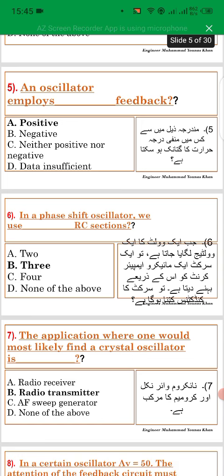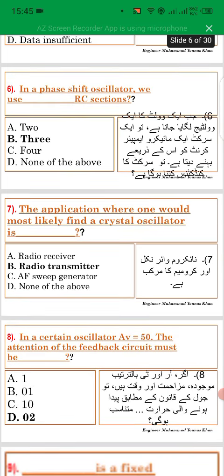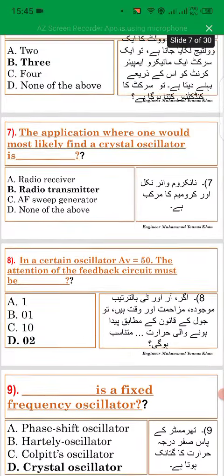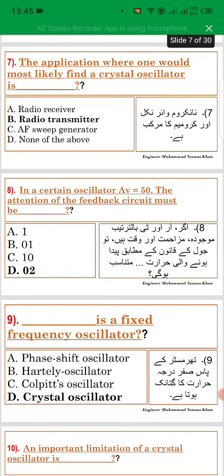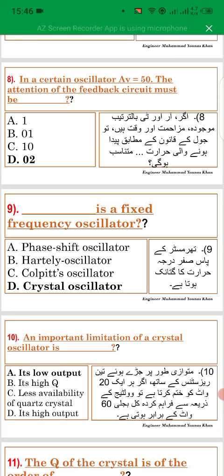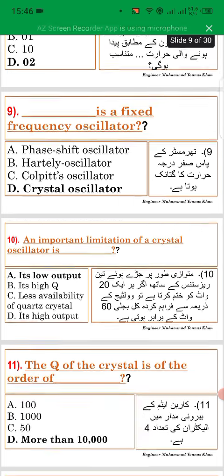An oscillator implies positive feedback. In a phase shift oscillator, we use three RC sections. The application where one would most likely find a crystal oscillator is a radio transmitter. In a certain oscillator, A is equal to 50, so the attenuation of the feedback circuit must be 0.02.